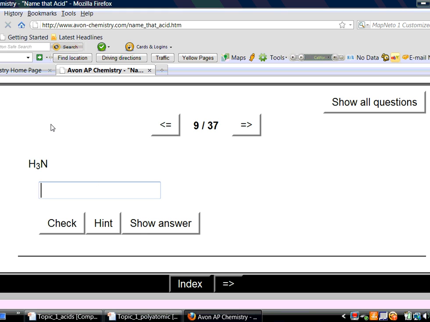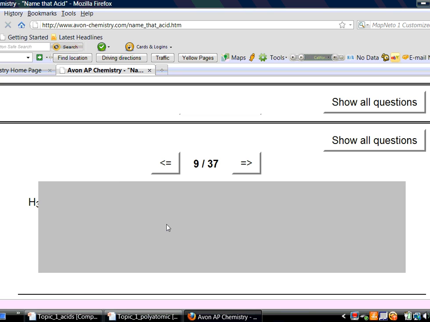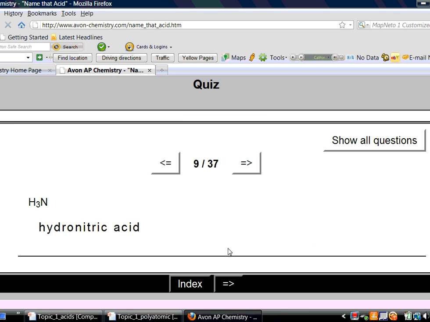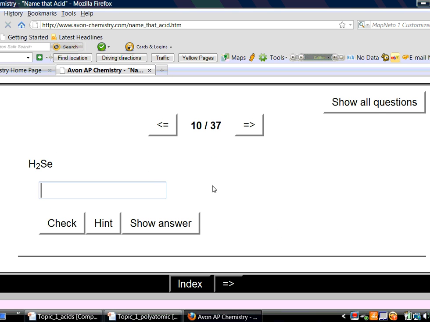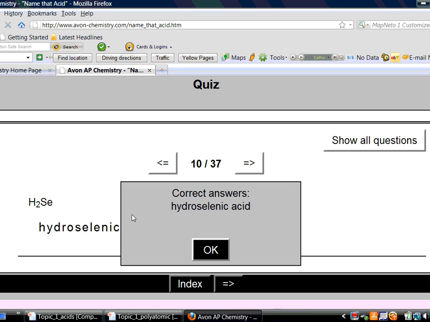Go ahead and try to name this. No oxygen, and we have nitrogen, so drop the OGEN and add IC. So you have no oxygen, so it should be hydronitric acid. Here's an interesting one. Se, selenium. So that's an element. So drop the IUM and put IC, and you have no oxygen, so hydroselenic acid.